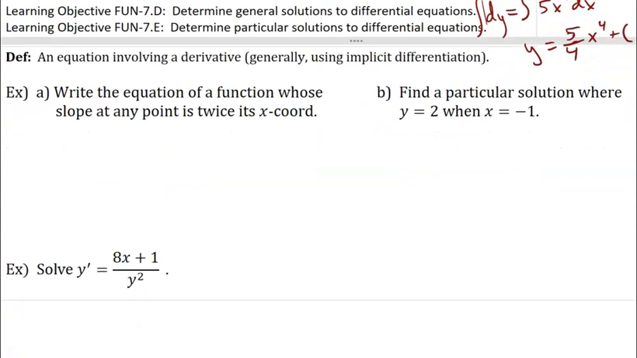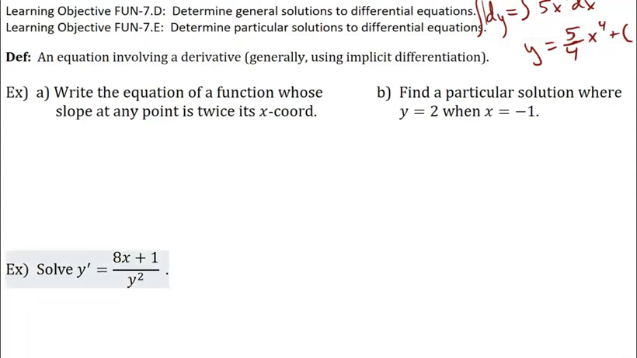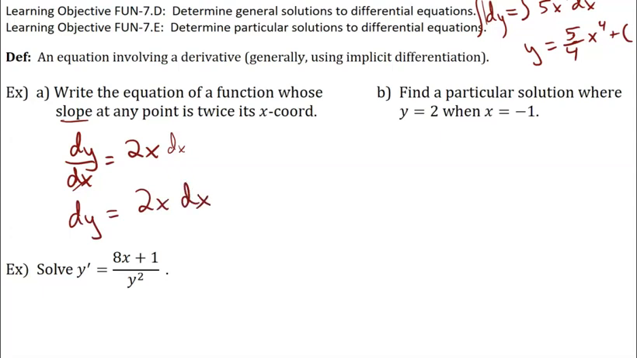All right, so this part should be familiar because we had this problem before when we were modeling. It says, write the equation of a function whose slope at any point is twice its x-coordinate. Well, we start with the differential equation because it says whose slope at any point. The slope is the derivative, so dy over dx equals twice the x-coordinate, so 2x. The separation of variables part comes when we split these two. Essentially I'm going to multiply both sides by dx and write it as dy equals 2x dx.